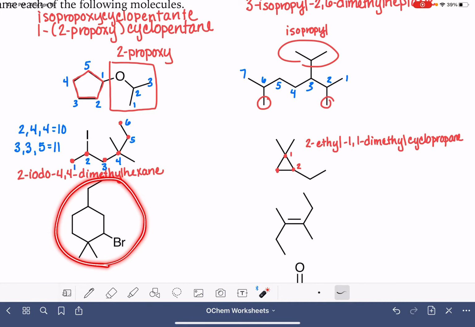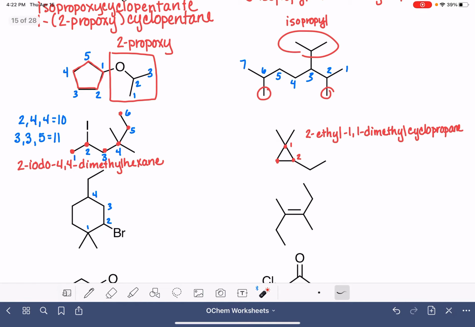Down here, we have another cyclic. When we have cyclic molecules, we get to choose which carbon is carbon number 1. And typically, because we're looking for the smallest overall set of numbers, if we have 2 branches on the same carbon, that one is probably the one that we want to make number 1. So if I go like this, I have a 1, 1, 2, 4. That looks pretty good. Put those in alphabetical order. Bromine comes first in the alphabet, so it's going to be 2-bromo. And then after that is going to be our ethyl group, which is on number 4. 2-bromo, 4-ethyl, 1,1-dimethyl cyclohexane.